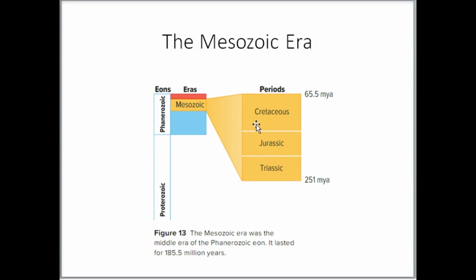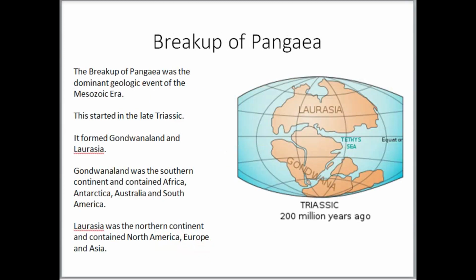Okay, so let's have a look at this in a little bit more detail. As you can see, it's lasted 185.5 million years. So lots and lots of things happened. Namely, Pangaea broke up and it split up into Laurasia and Gondwana.